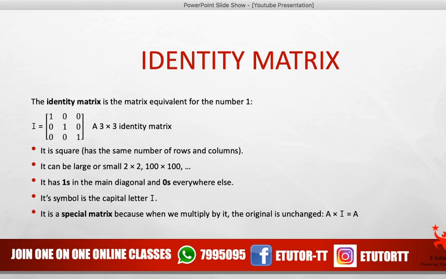Just think of the number 1. When you multiply anything by the number 1, you get the original number. It doesn't change. Like 5 times 1 gives you 5. 200 times 1 gives you 200. The identity matrix works the same way. So A times I gives you A. If you multiply B times I, that will be equal to B. So you get the original matrix. It doesn't change.